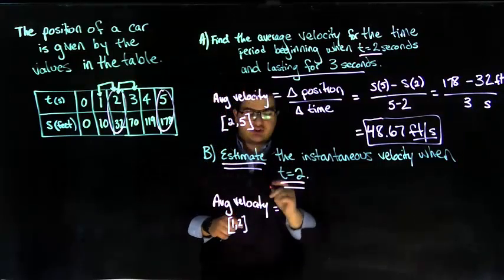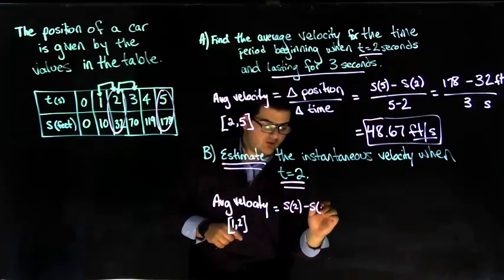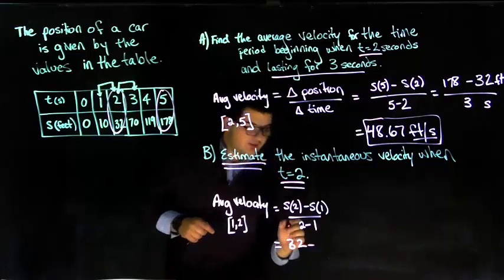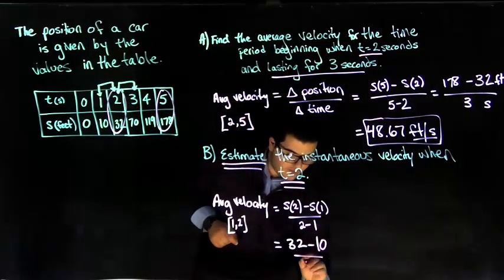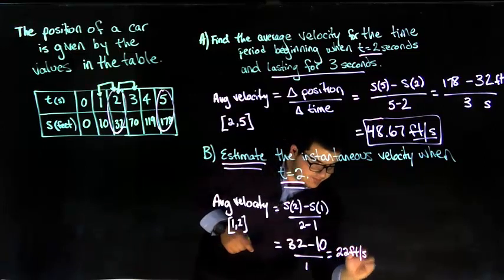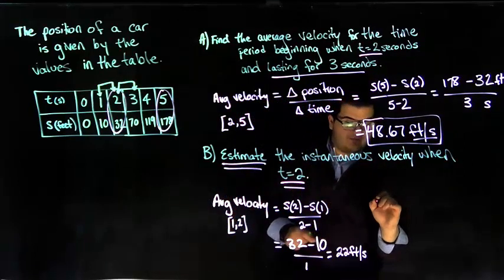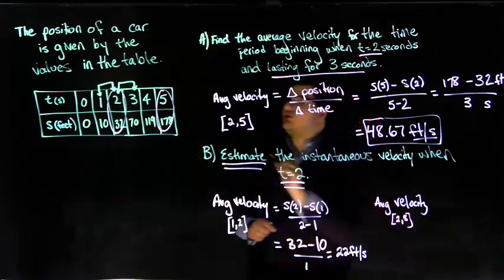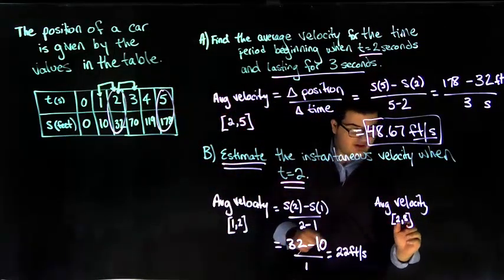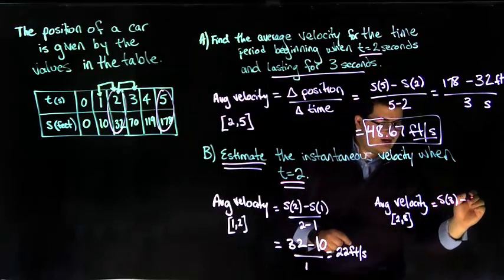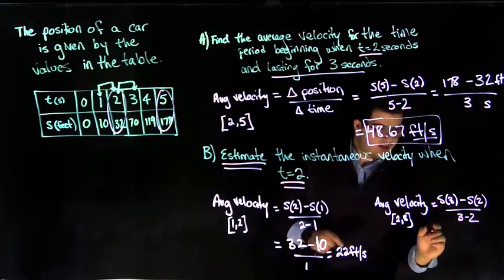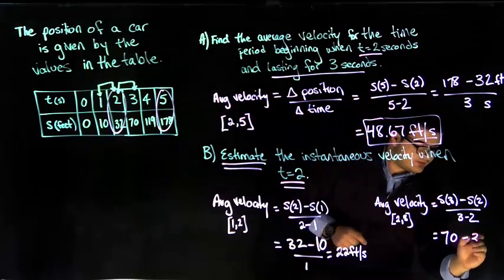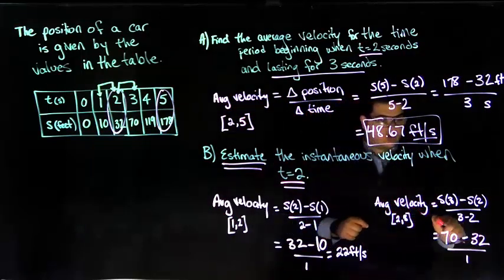This is equal to, again, the change in position over the change in time. So this is the position at 2 minus the position at 1 over 2 minus 1, which is equal to: the position at 2 is 32, the position at 1 is 10, over 1, which is equal to 22 feet per second. And I also have to calculate the average velocity for the time interval 2 to 3, which is the next closest point I have to 2. So that's going to be equal to the position at 3 minus the position at 2 over 3 minus 2. In this case, the position at 3 is 70 minus the position at 2, which is 32, over 1.